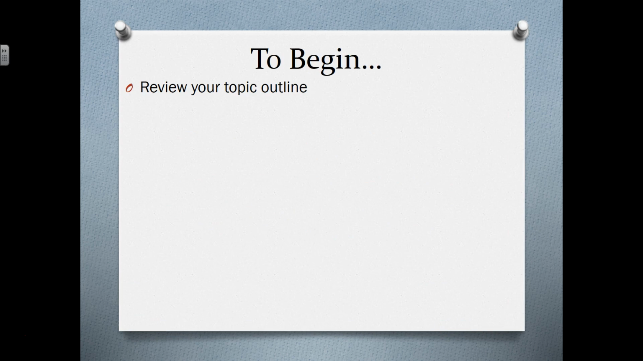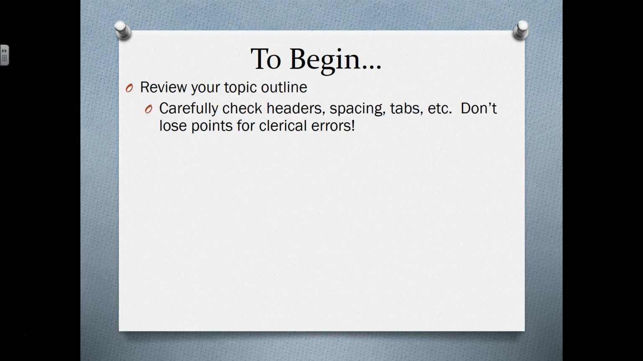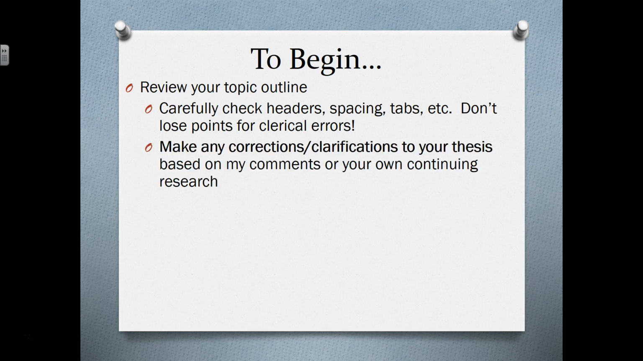Okay? So the first thing I want you to do is go in and review your topic outline. Okay? Check your headers, check your spacing, check your tabs. Don't lose points for those clerical errors. Okay? Make any corrections or clarifications to your thesis based on my comments or your own continuing research. This is a great time to be certain that you know what your controlling idea is of your essay. Do you see your controlling idea in your thesis, and can you pinpoint the keyword or phrase that reveals the judgment that you are making?